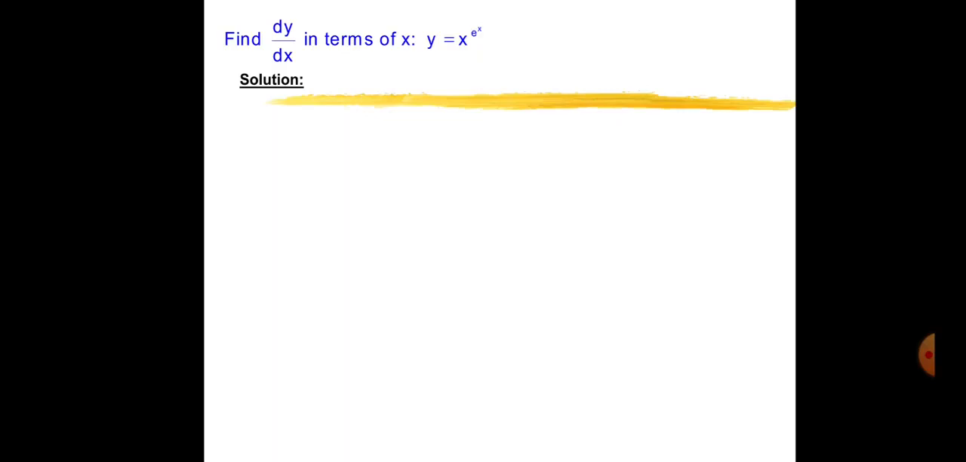Another problem. If y equals x to the power e to the power x, find the derivative dy/dx of this function. We take ln of both sides. Why should we take ln of both sides? Because from the rules of ln, we can put this power in front of the ln. So ln y equals e to the power x times ln x. Now the problem is very easy to solve.